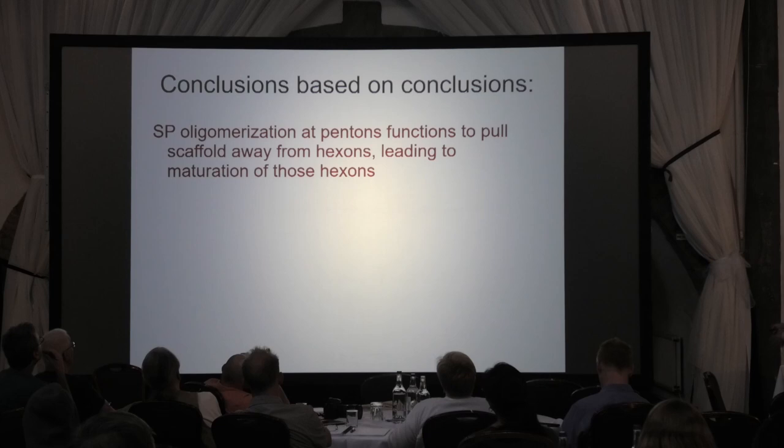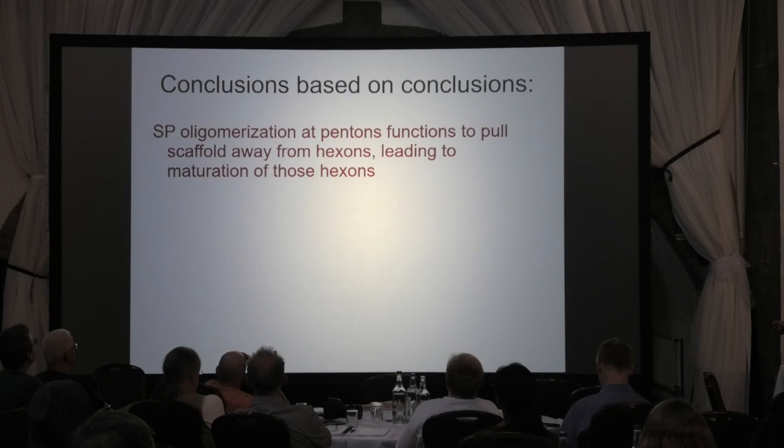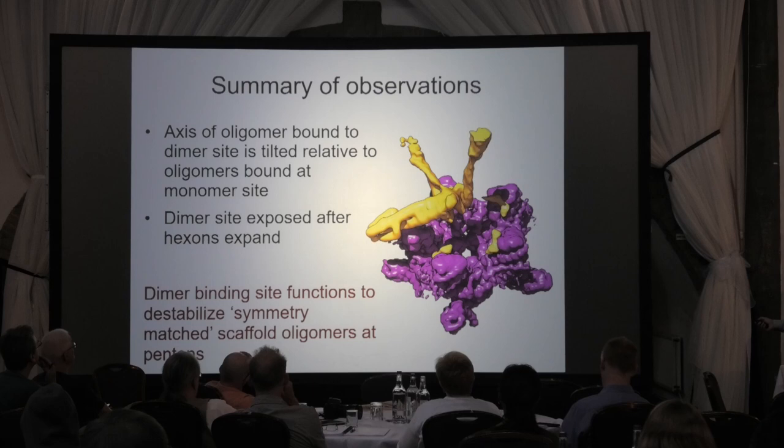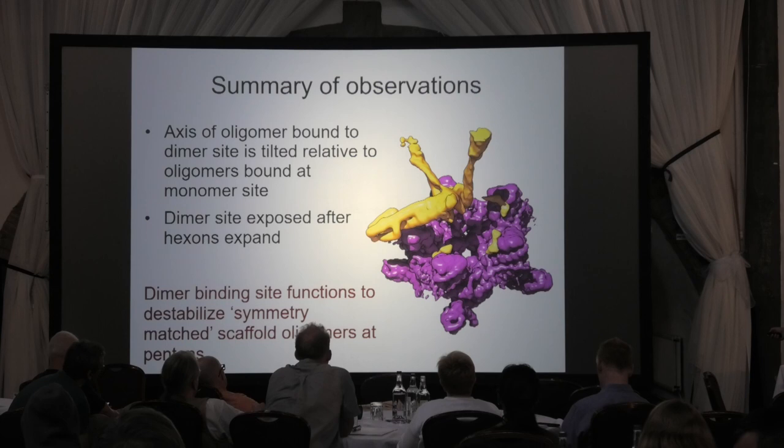And so adding all those conclusions up to make a kind of super conclusion: scaffold oligomerization at pentons functions to pull the scaffold away from the neighboring hexons, which leads to maturation of those hexons. So bear in mind that 529's end caps are T equals 3, so each hexon has 3 pentons neighboring it. So the pentons will pull a significant fraction of the scaffolding away from it. Now moving on to our dimer binding site, I didn't point it out, but the axis of this hexamer is totally different from the axis of the other set of floating dimers that we believe to be bound to the MCP.